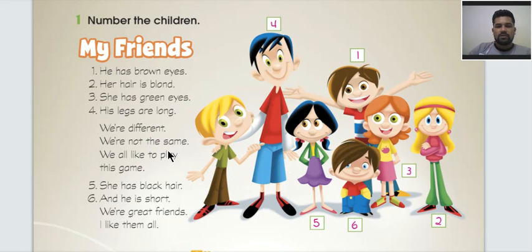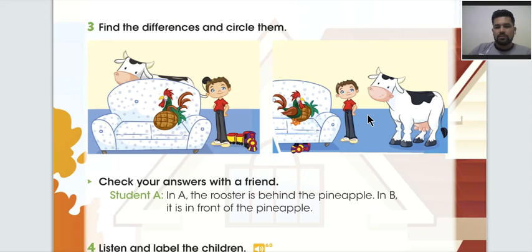We're different, we're not the same, we all like to play this game. She has black hair. Who's the one who has black hair, which is number five? Okay, this one. And he is short. He is short, which is number six. All right, check your answers and let's continue. All right, let's go to page number 97 and let's work on this activity.